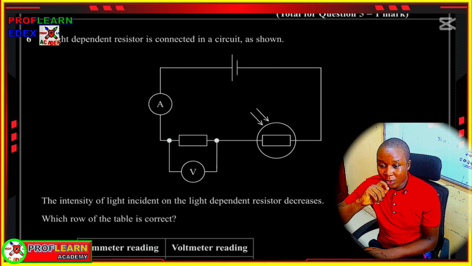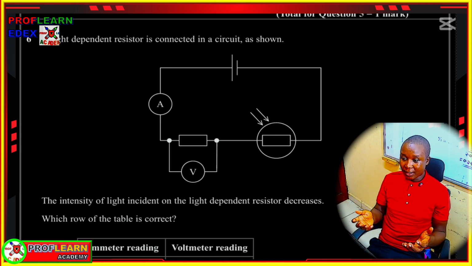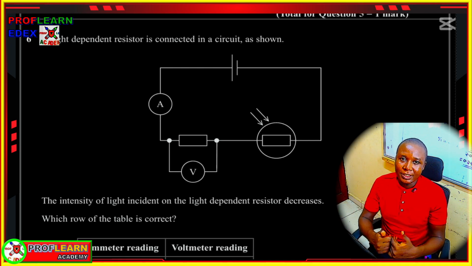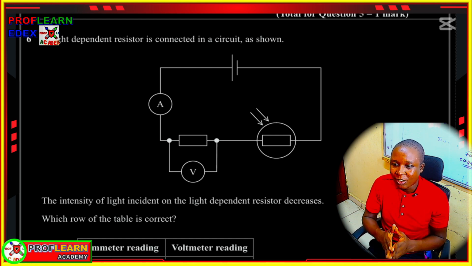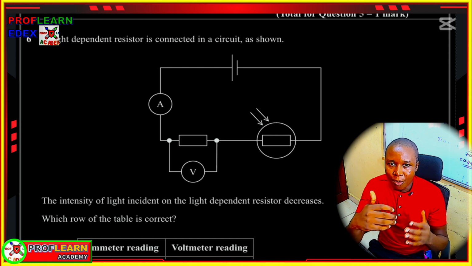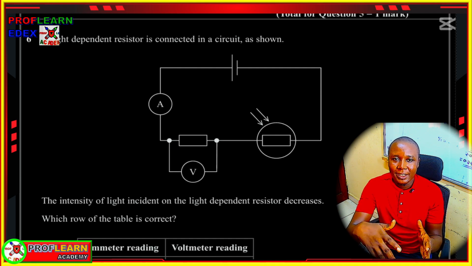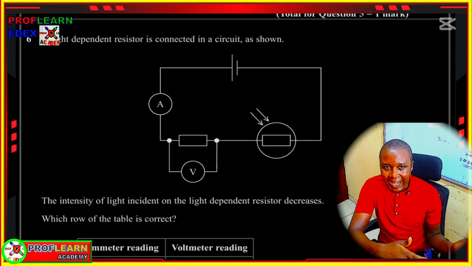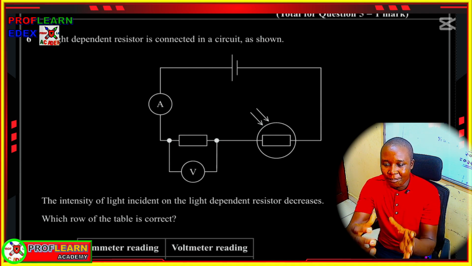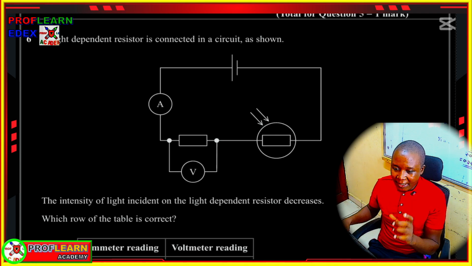Now we are told that a light dependent resistor is connected in the circuit as shown there. What's a light dependent resistor? A light dependent resistor is the type of resistor whose resistance depends on the intensity of light. If there is more light, the resistance of a light dependent resistor decreases. When you move the light dependent resistor to a dark room, the resistance of the LDR increases. Now the intensity of light on the light dependent resistor decreases.